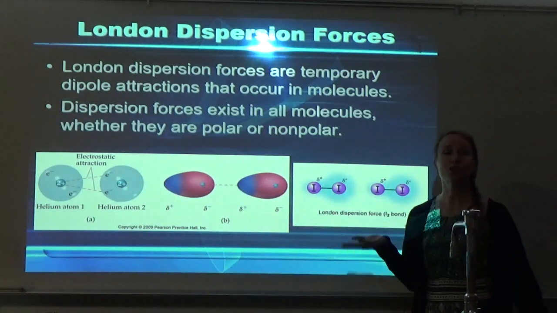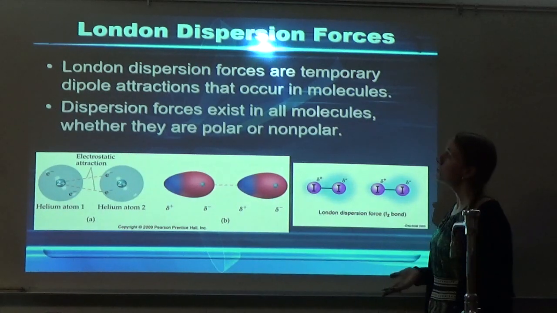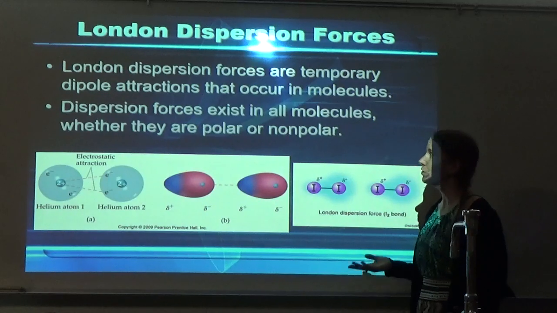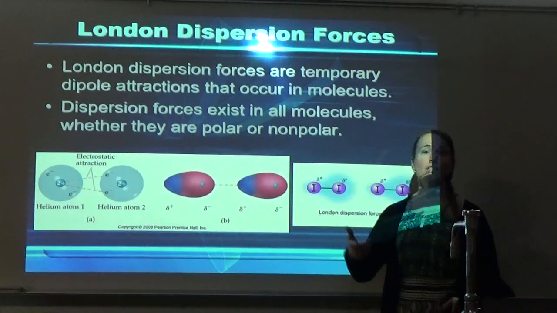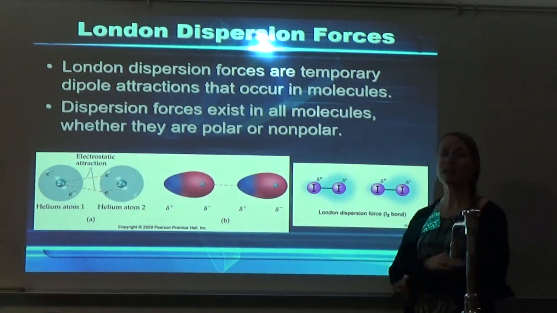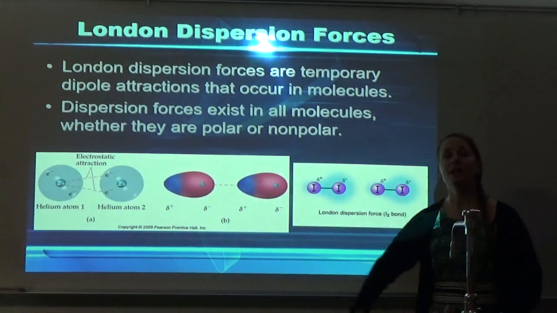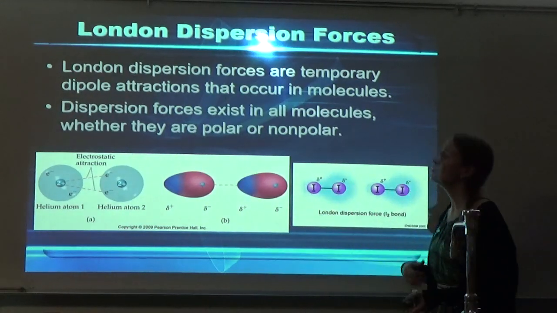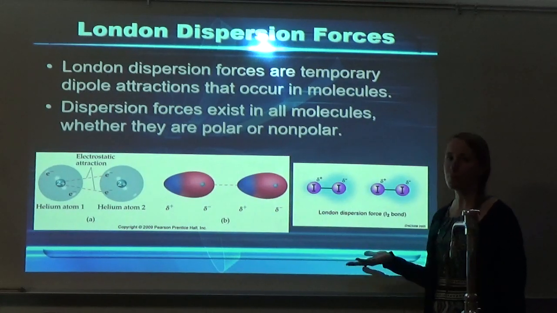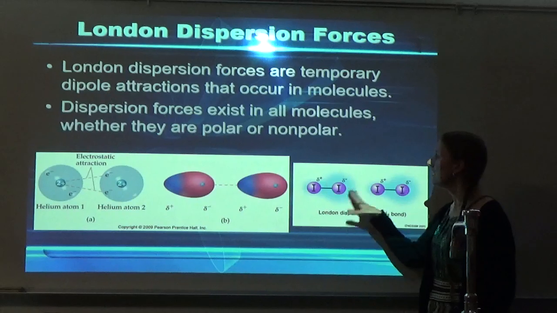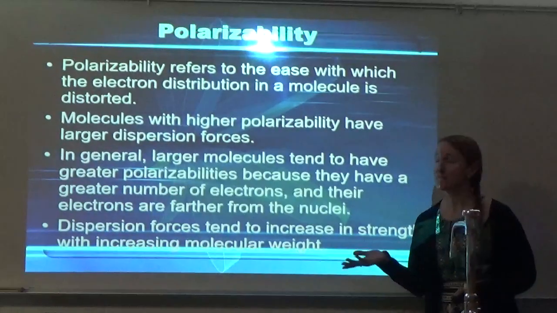London dispersion forces, which are sometimes just called dispersion forces, are temporary dipole attractions that occur in molecules. Dispersion forces exist in all molecules, whether they are polar or nonpolar. So remember, we discussed this in honors. Every molecule experiences dispersion forces. It's just that if it's nonpolar, that's the only type it experiences. But if it experiences dipole-dipole, it also experiences dispersion. If it experiences hydrogen bonding, it also experiences London dispersion. And so it's like an instantaneous dipole that forms in nonpolar molecules, where just for a split second, the electrons might be closer to one atom, so it kind of forms a partial negative. So those are the weakest type.